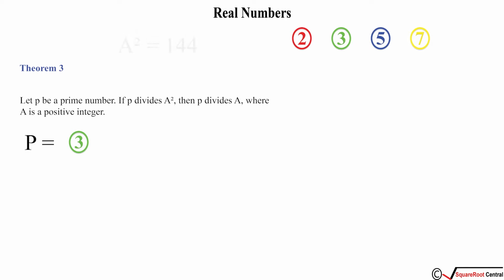Let's take an example. Let us consider P to be a prime number as 3, and let's consider A square to be 144. Now for finding out squares and square roots of numbers, we have a video on the channel. There is an easy way. You can find the link in the description below. Go through the same if you want to. So if we say A square is 144, we would have A as 12.